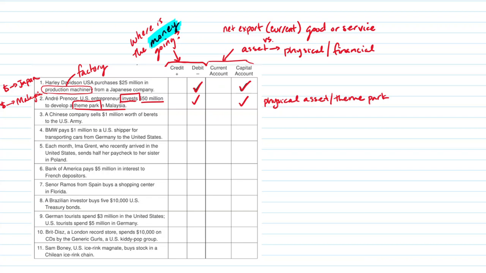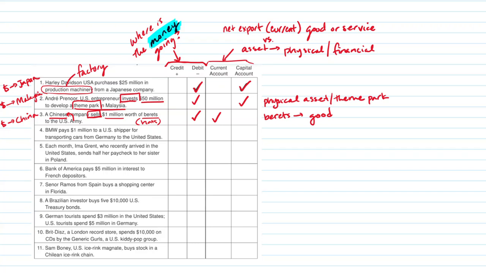Number 3. A Chinese company sells $1 million worth of berets to the U.S. Army. Berets are hats, by the way. Sometimes students don't know that. This one's tricky because it's using the word sell instead of the word buy, but we can definitely add here that the money is going to China, and the U.S. Army is sending money to a Chinese company. But hats are a good or a service. So first off, if the money's going to China, then we're going to say that this is a debit. But this debit exists on the current account because the berets are a good. That transaction is over as soon as the American Army pays the Chinese company for the goods.